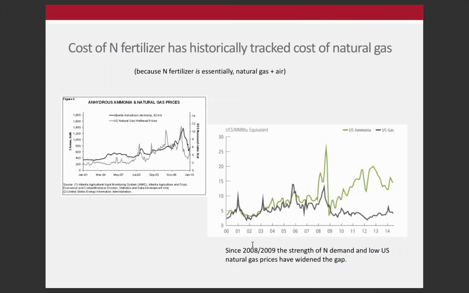Okay, the cost of nitrogen fertilizer has historically tracked the cost of natural gas, and that's simply because nitrogen fertilizer is natural gas plus nitrogen, right?